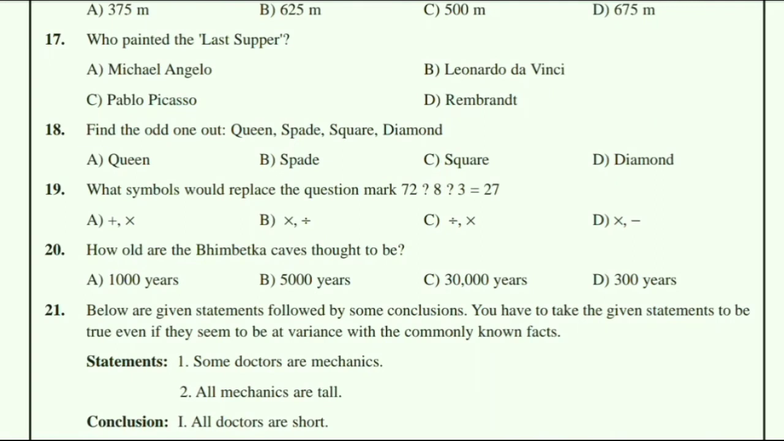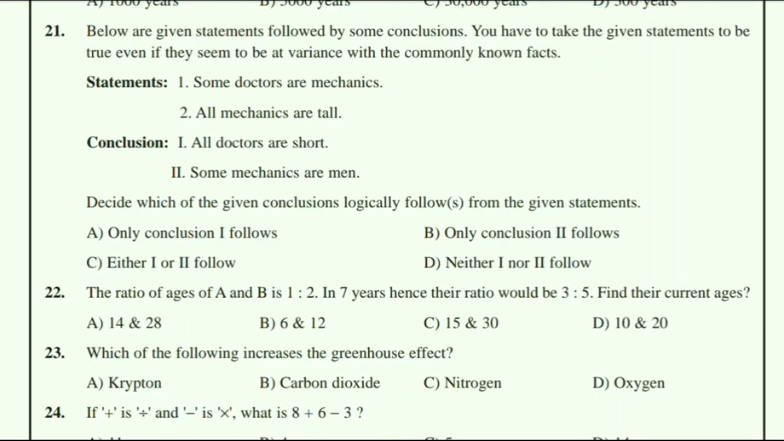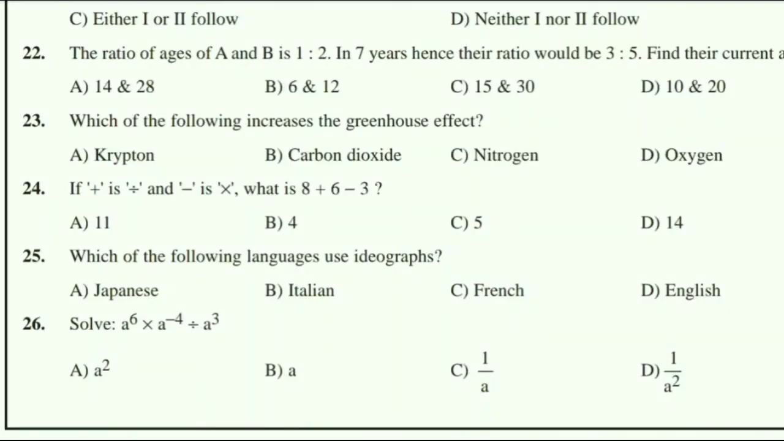What symbols would replace the question marks? 72 ? 8 ? 3 equals 27. Options A, B and D will not satisfy the given condition. So if we use option C, that is, 72 divided by 8 gives 9 and 9 multiplied by 3 gives 27. Which of the following increases the greenhouse effect? Carbon dioxide increases the greenhouse effect.